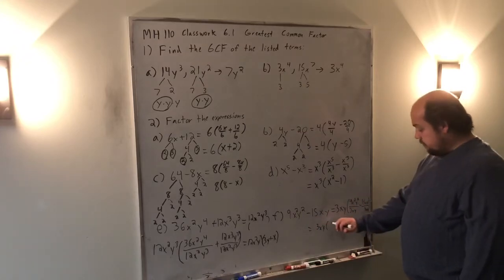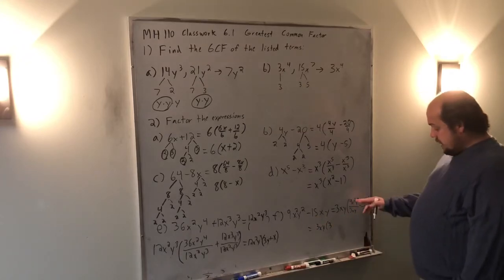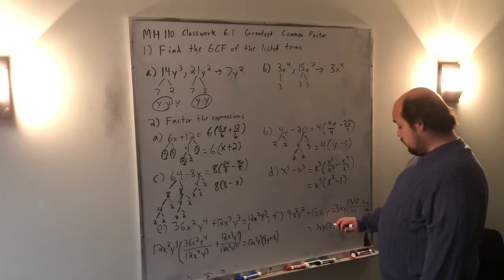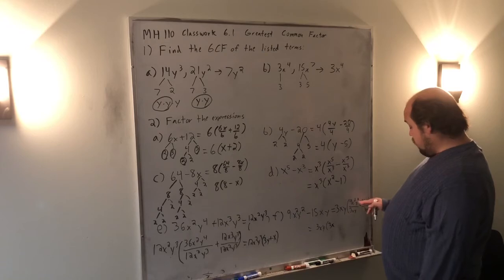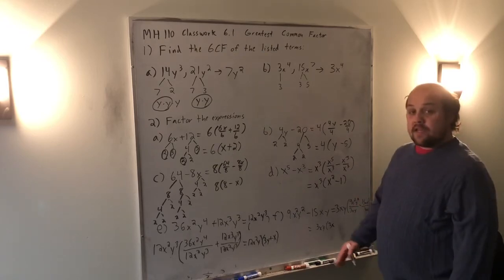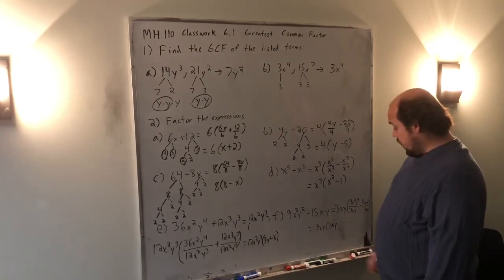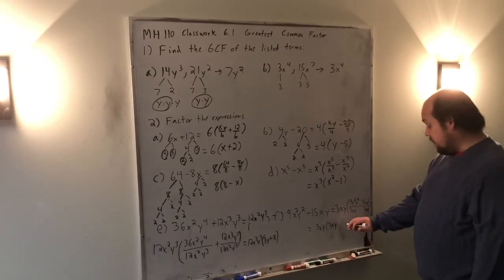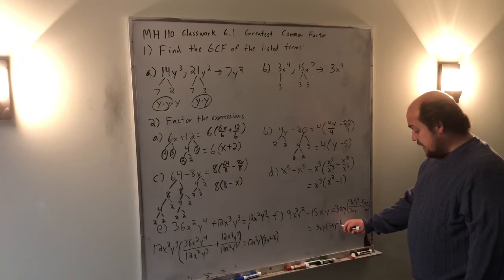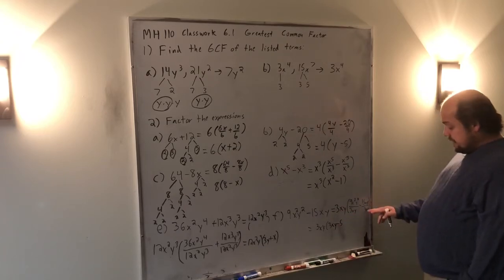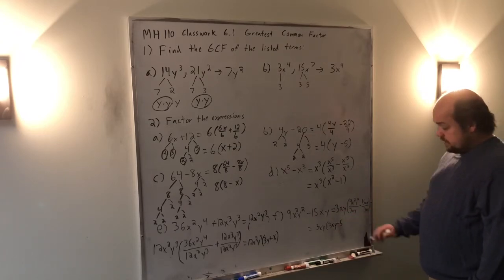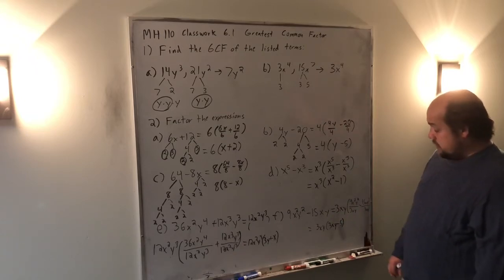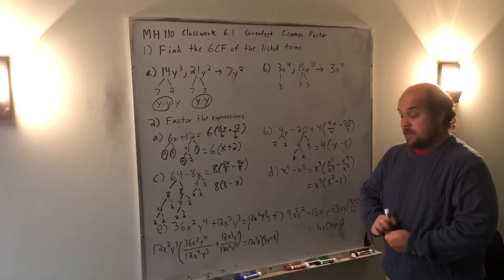9 divided by 3 leaves me with 3. X squared divided by x is x to the 2 minus 1, or just x to the first. Y squared over y is y to the 2 minus 1, or just y to the first. When I divide 15 by 3, or really negative 15 by 3, I get negative 5. This x and this x cancel each other, this y and this y cancel each other. So my final factored form is 3xy, parentheses, 3xy minus 5.